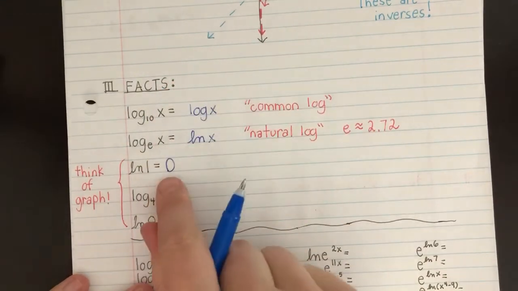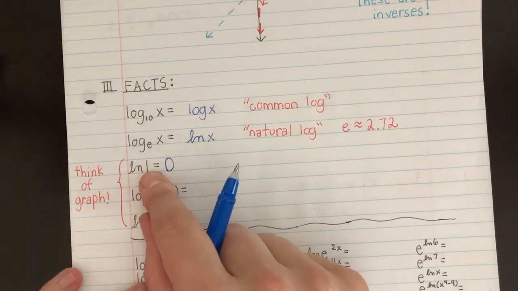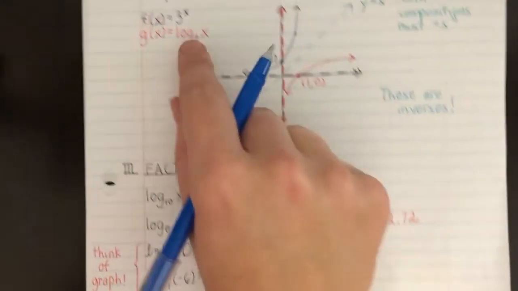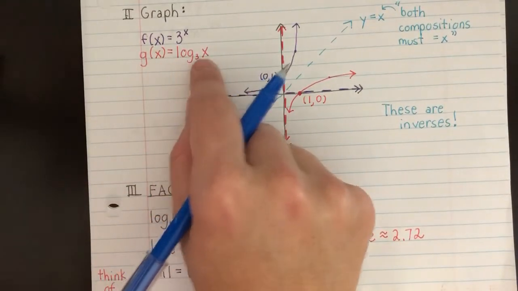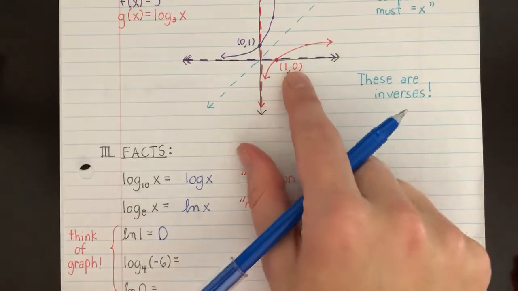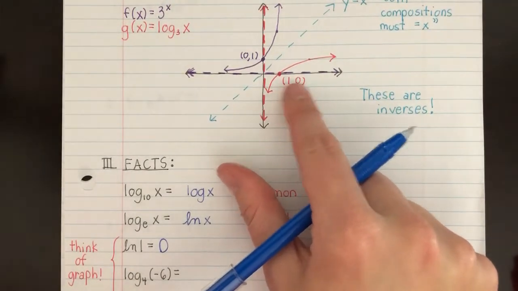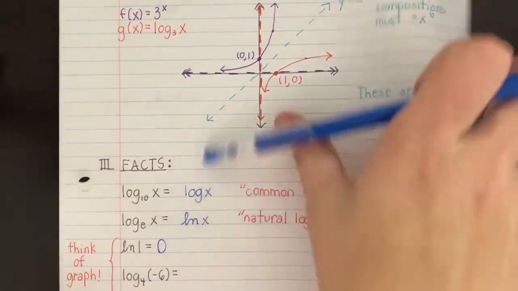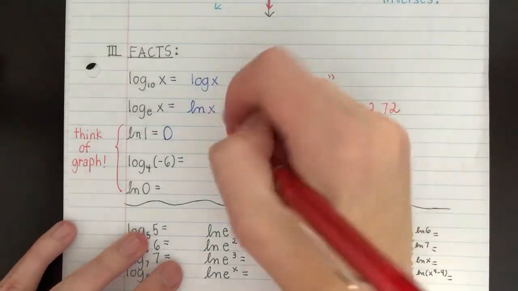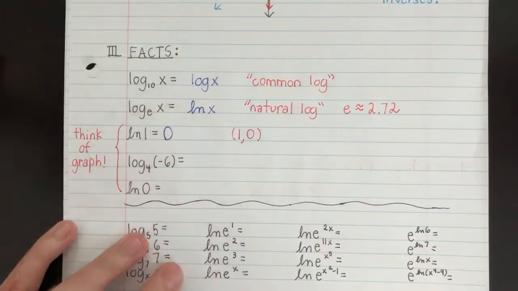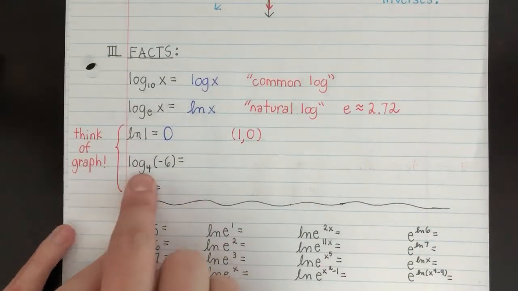And if that doesn't make sense to you, then think about the graph. This is your x, and this is your y, right? That's our x, that's our y, input, output. If you put in the x value of 1, you get out y. I just talked about a second ago that all of your log graphs will have the coordinate (1, 0). So think about the coordinate on the graph, (1, 0). Input, output.